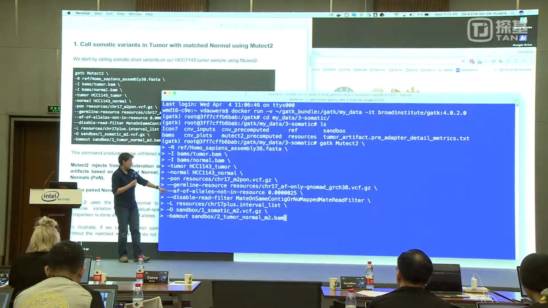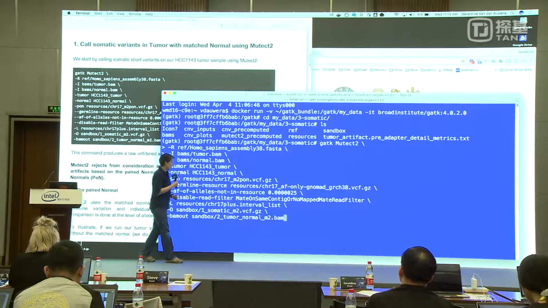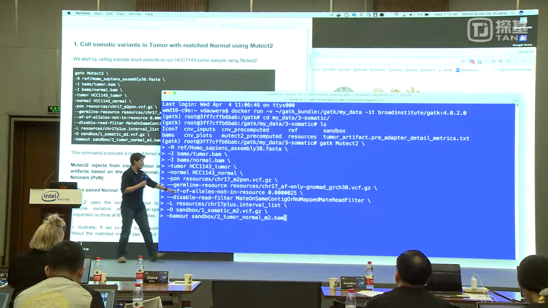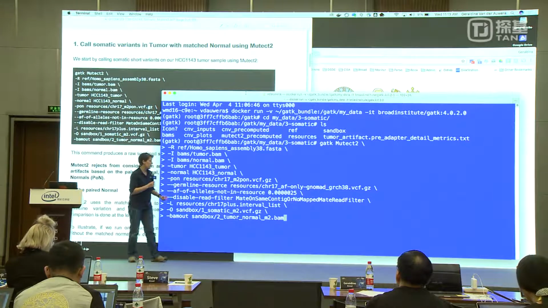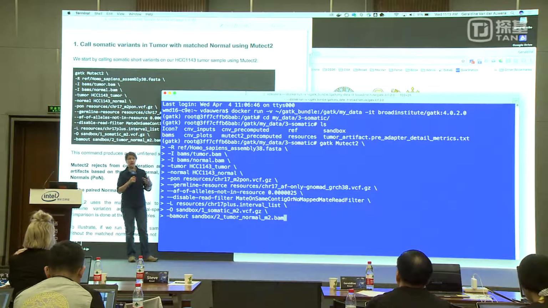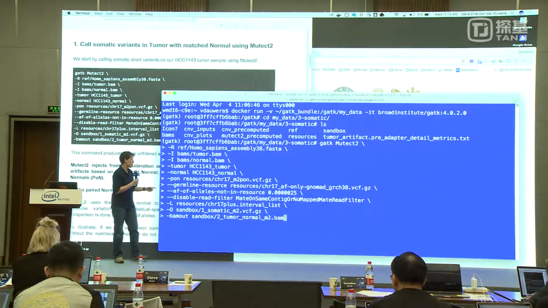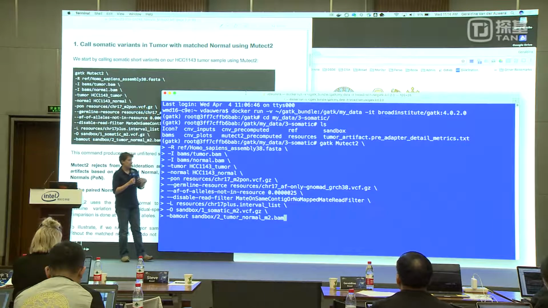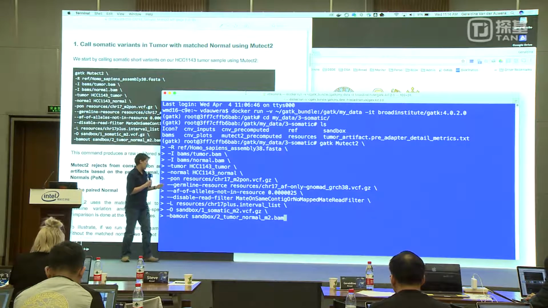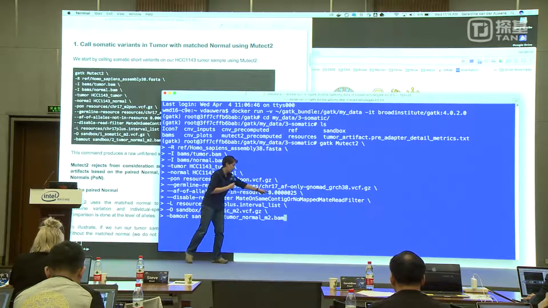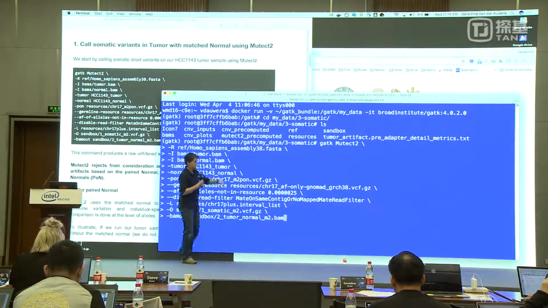This argument here, the af-of-alleles-not-in-resource, refers to the allele frequency of alleles for sites that we do not find in our germline resource. So for any sites where we have possible evidence of variation in our tumor results, if it's not in the population resource, we need to provide a default value for the allele frequency that we're going to use. And the allele frequency that we're going to use here is 0.0025.